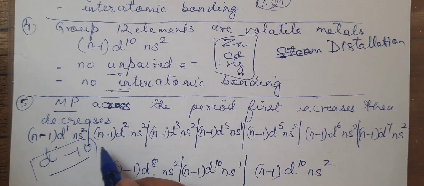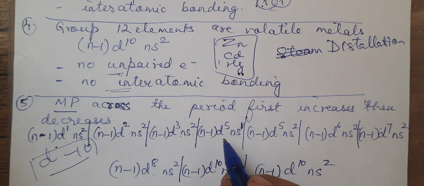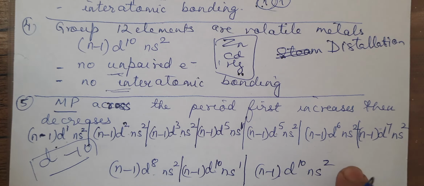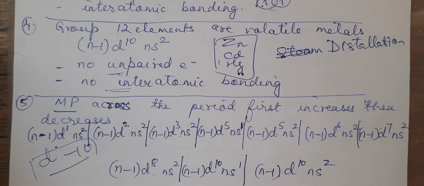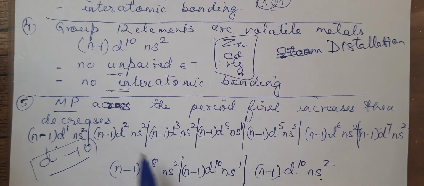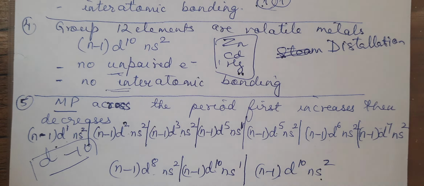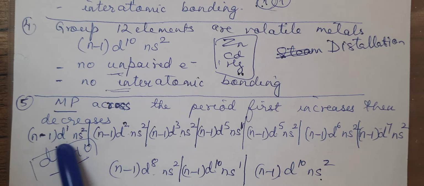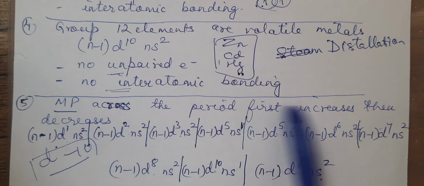So initially the number of unpaired electrons is increasing. After d5, when d6 comes, the pairing of the d orbital begins. So when pairing begins, the number of unpaired electrons is decreasing. And there comes one point where it has no unpaired electrons. So the melting point is also related to the number of unpaired electrons, right? So as per the configuration, how will you write the answer?